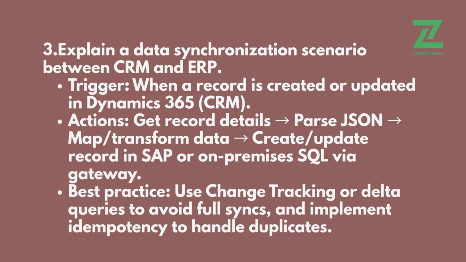Explain a data synchronization scenario between CRM and ERP. Trigger: when a record is created or updated in Dynamics 365, CRM. Actions: get record details, parse JSON, map, transform data. Create, update record in SAP or on-premises SQL via gateway. Best practice: use change tracking or Delta queries to avoid full syncs, and implement idempotency to handle duplicates.